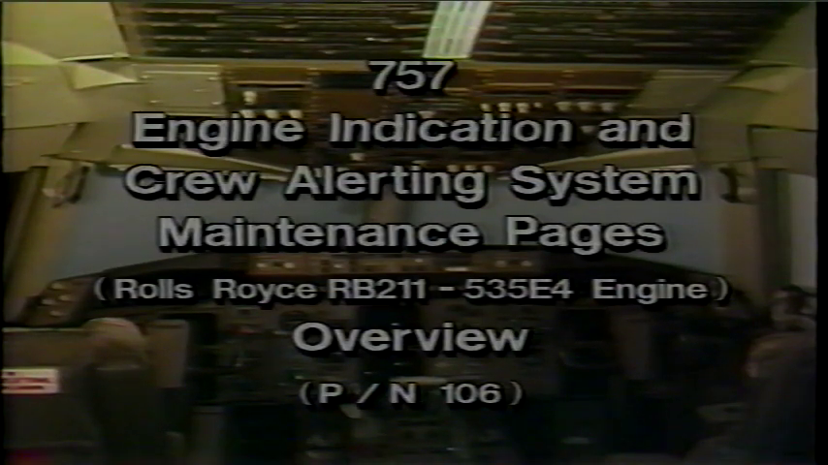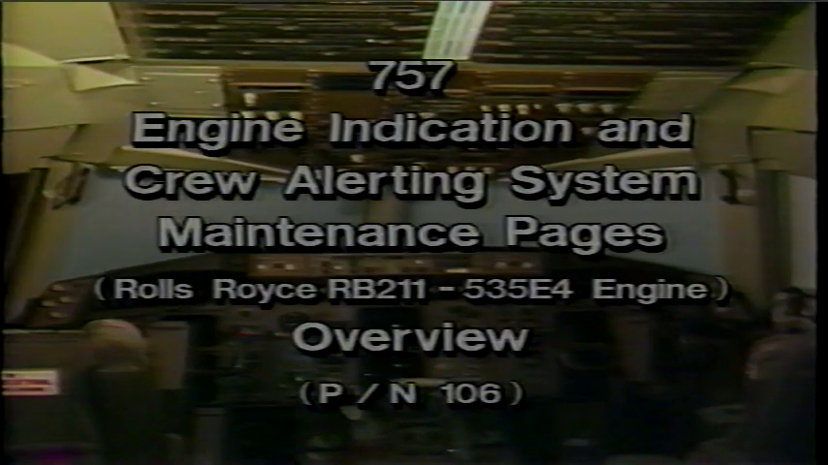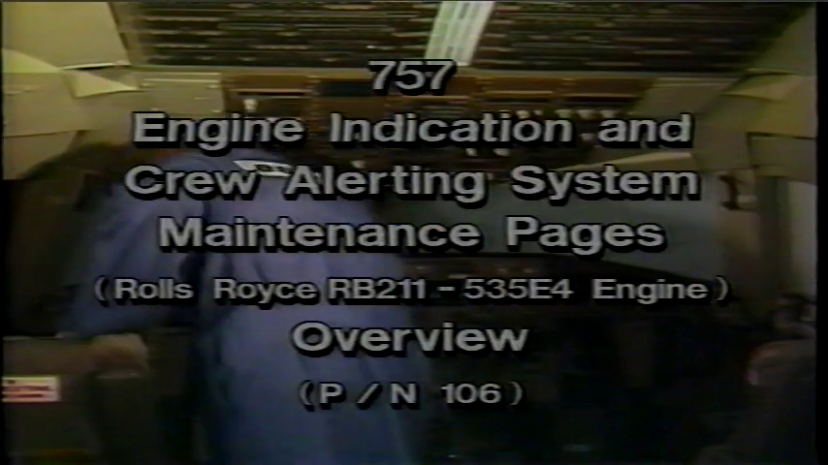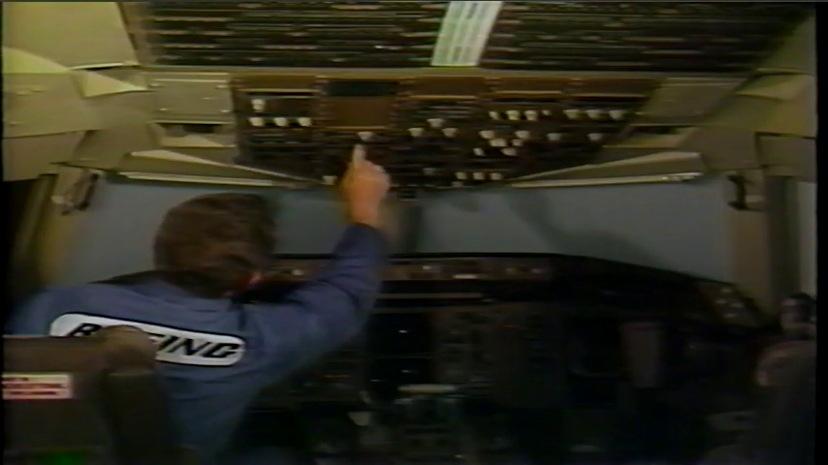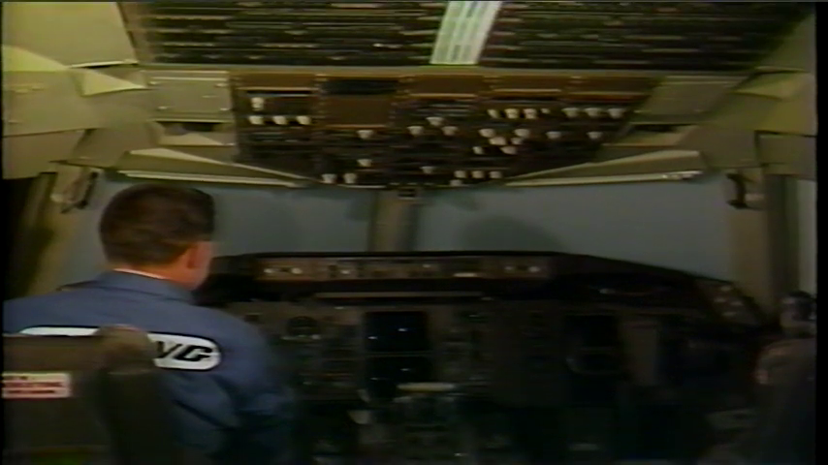This program will introduce you to the maintenance functions of the Engine Indication and Crew Alerting System, or EICAS, for the Boeing 757 equipped with the Rolls-Royce RB211 535E4 engine. Displays shown in this module are typical maintenance displays with slight variations for engine options. Note, due to scan rate differences, a slight flicker is present on the EICAS displays used in this module. It will not be present on the airplane displays.